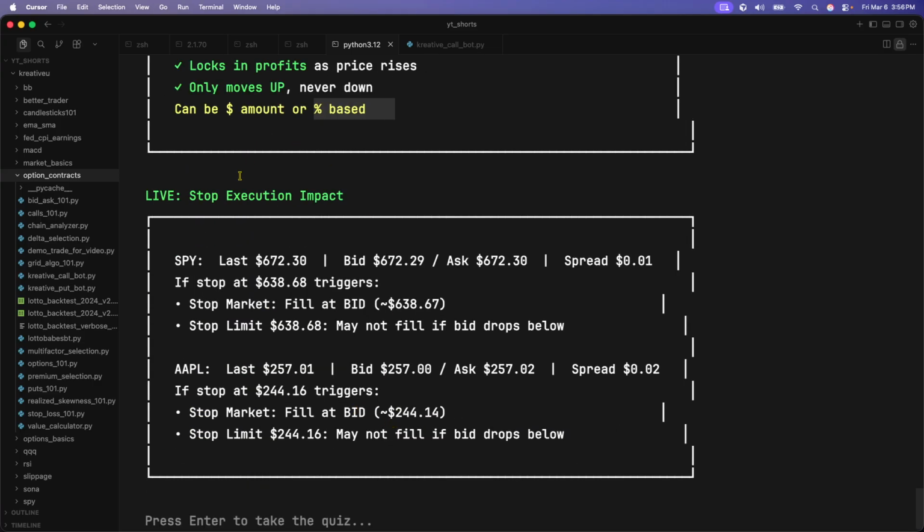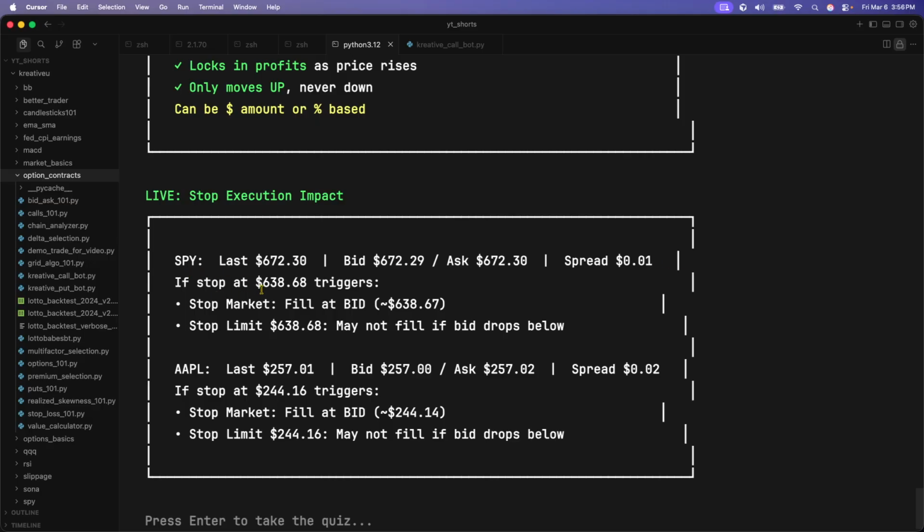Now a live look at stop execution impacts. SPY last price is 672.30. The bid price is 672.29. The ask is 672.30, and the spread is 1 cent, so it's super tight. What does a tight spread let us know? That we can get in and out of the stock really quick. It's high liquidity, high volume, so it's very advantageous for us.